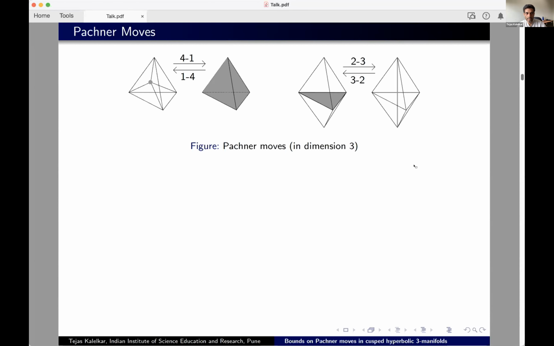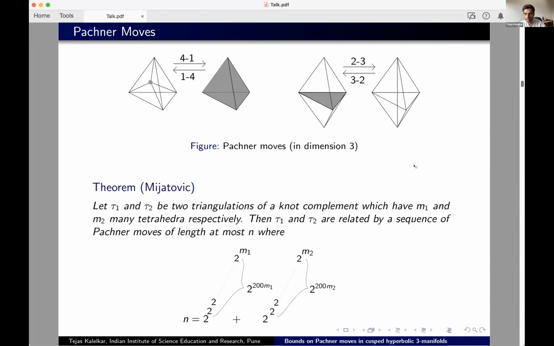And just as you have Alexander Coward's result for a bound on the number of Reidemeister moves, you have Mijatović's result, which gives a bound on the number of Pachner moves needed to go from one triangulation of a knot complement to another triangulation of a knot complement. And again, this leads to an algorithm to solve the homeomorphism problem, where you just start out with tau1, make a list of all triangulations you can get from tau1 by at most n many Pachner moves. It's a large but finite list.